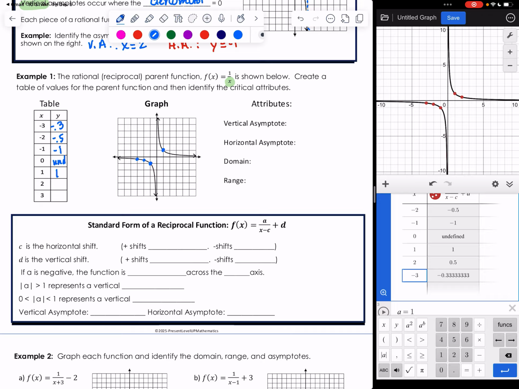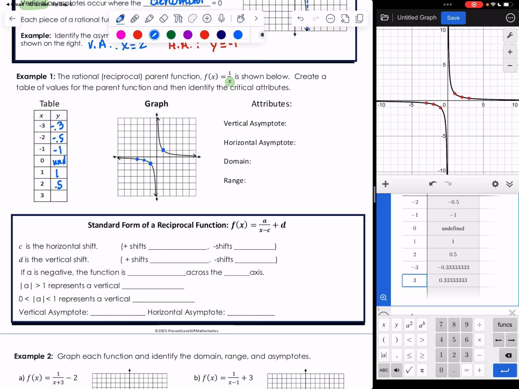So that would be right there. When x equals 2, we have a value of 0.5. And when x equals 3, we have a value of 0.3. So let's graph those. 1, 2, 0.5, 3, 0.3. So there's our branches.